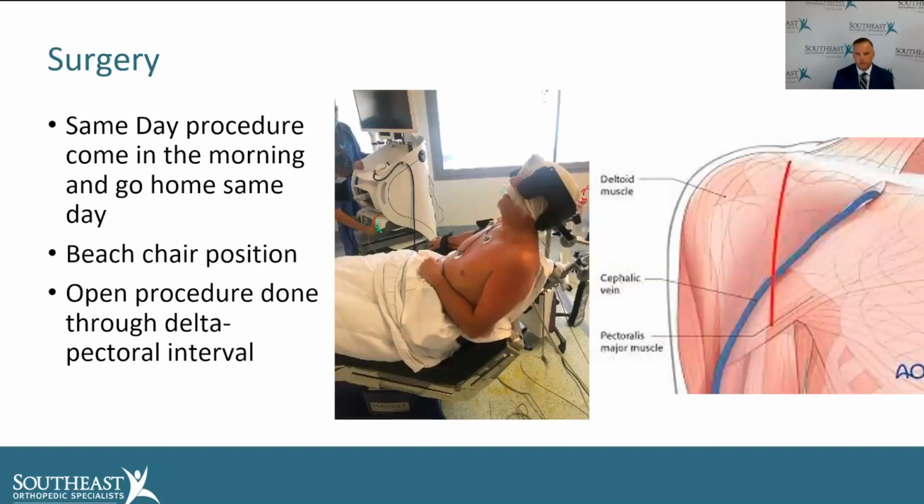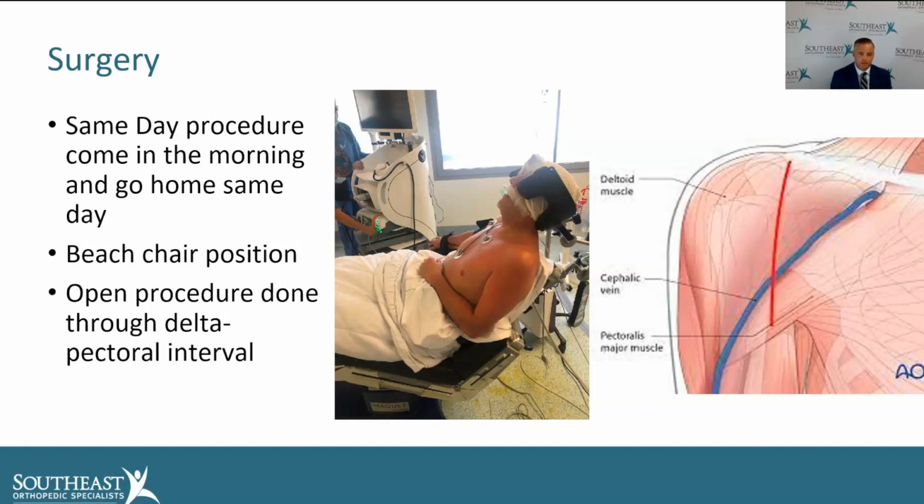So what's involved in this surgery? It's a same day procedure for me. You come in the morning, you go home the same day. Patients are positioned in this beach chair position that you can see right here, where you're laid in a semi-sitting position. And then the approach, it's an open surgery.